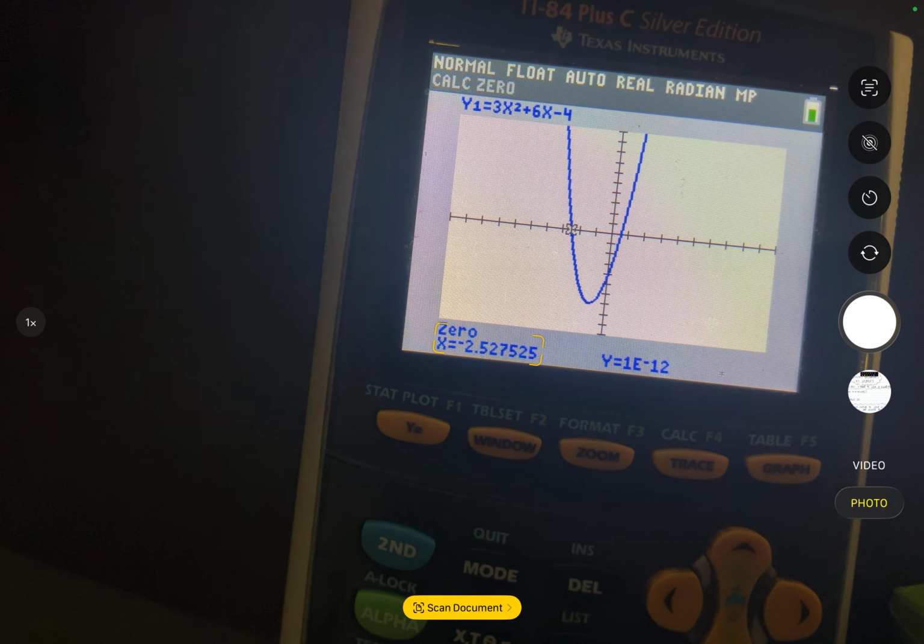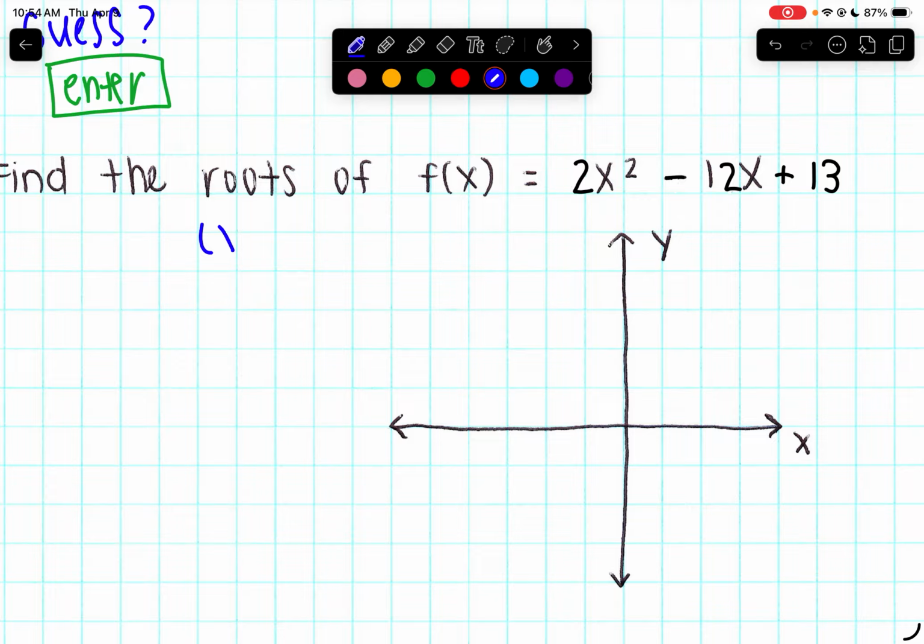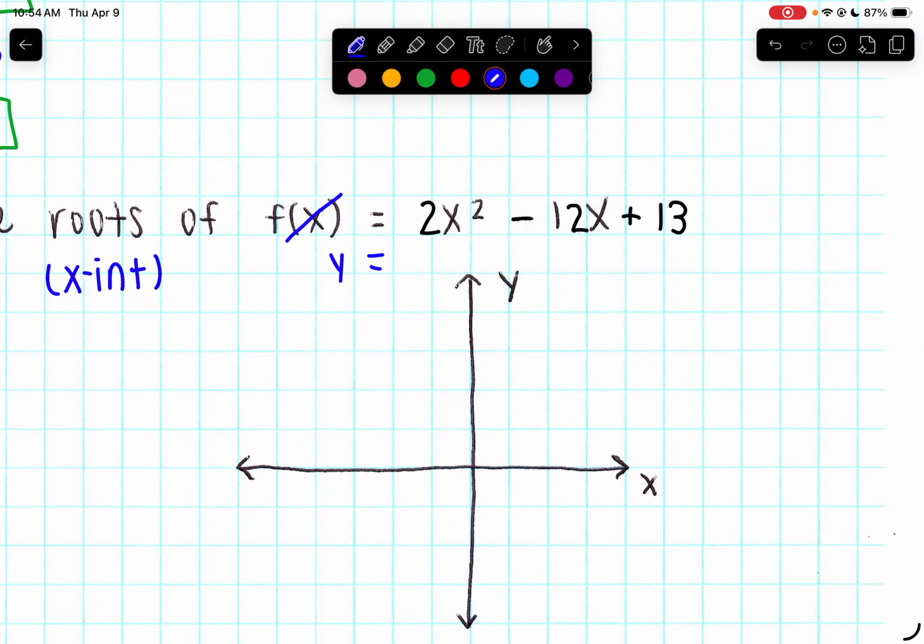So we're going to practice this one more time with a brand new problem, just so you can get the hang of it. This question is asking us to find the roots. Remember, roots are just x-intercepts. And again, f of x is just the same thing as y equals. So I'm going to type this into my calculator, 2x squared minus 12x plus 13. I'm going to go to my table and find those points. So it's going to be 1, 3, 2, -3, 3, -5, 4, -3, 5, 3. A lot of 3s. All right, so let me graph these.